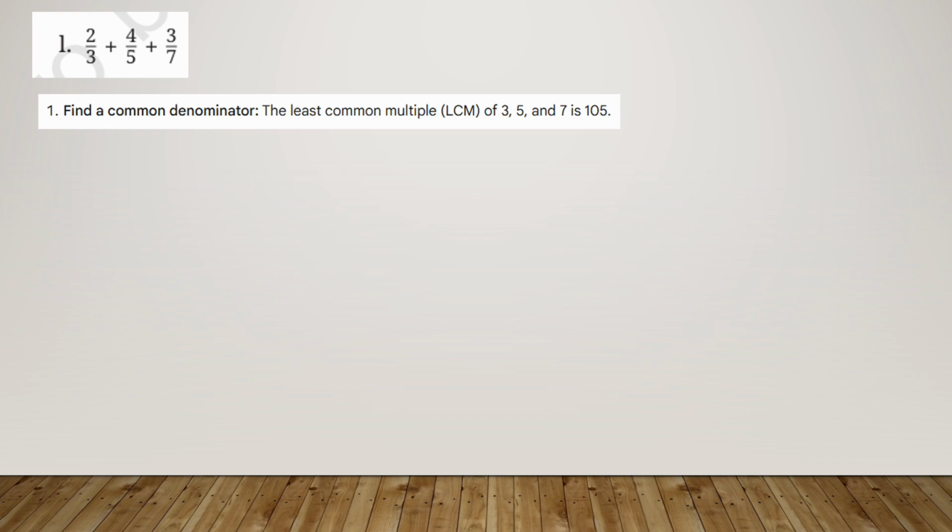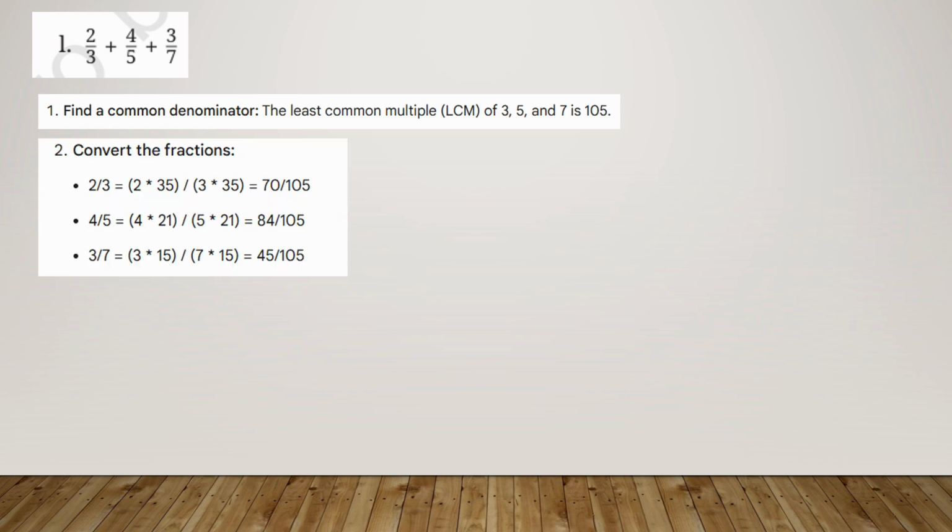2 by 3 plus 4 by 5 plus 3 by 7. First find a common denominator. The least common multiple LCM of 3, 5 and 7 is 105. Then convert the fractions. 2 by 3. We have to convert 2 by 3 into an equivalent fraction such that the denominator is 105. So multiply both numerator and denominator by 35.